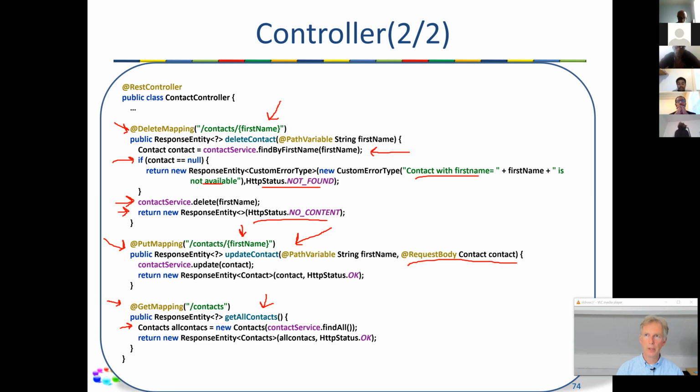Because if I don't do that, I return an array of contacts. But if I wrap that list in a class, which I call Contacts, I get back a JSON object which contains an array of objects. So that on the client side, I can translate that to a Contacts class. If I don't do that, I have the following problem.